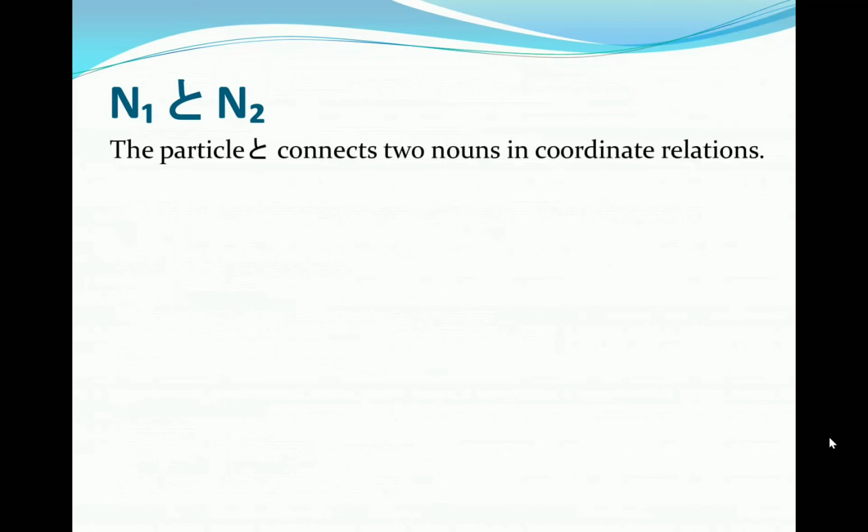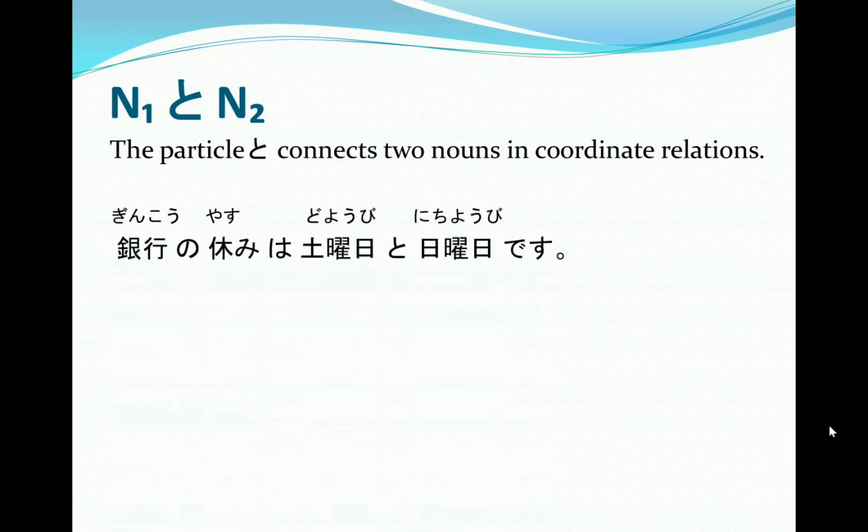Now, let's use another particle which is to. N1 to N2. Can you guess what's the use of to? Okay, so the particle to connects two nouns in coordinate relations. Again, this connects two nouns in coordinate relations. So, let's see my example and then can you guess the English counterpart of to?